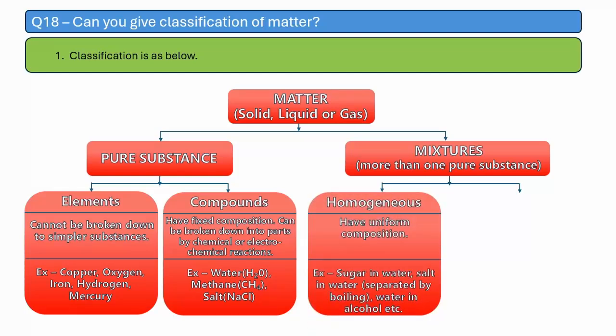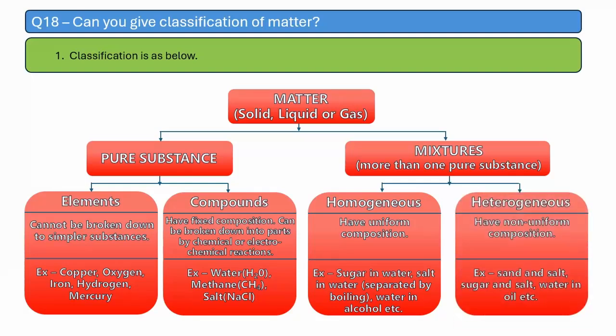Mixtures can be homogeneous, solutions, wherein you add sugar or salt in water and mix it well, it gets dissolved. That is homogeneous. And the second type is heterogeneous. For example, if you just mix sand and salt, or you just mix sugar and salt, where the composition is not uniform, you get heterogeneous mixtures. So these are the classifications of matter.